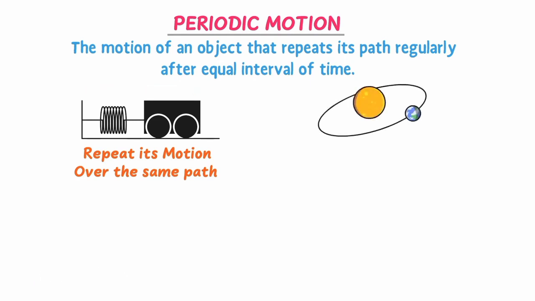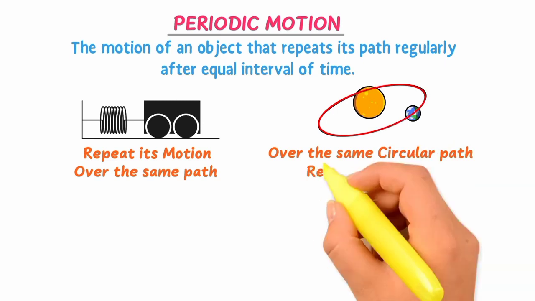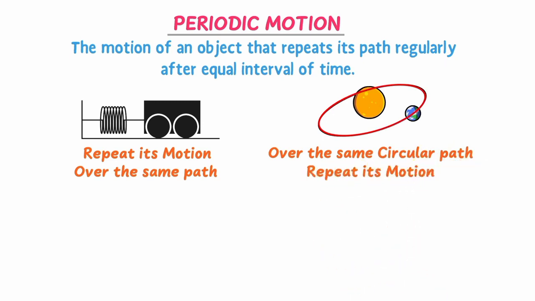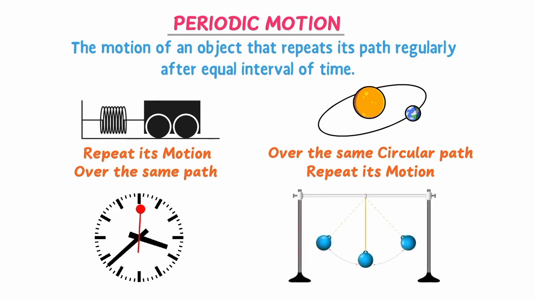Secondly, motion of the earth around the sun. We know that the earth moves over the same circular path and repeats its motion after equal intervals of time. So it is also in periodic motion. Thirdly, motion of the hands of a clock. And fourthly, motion of the pendulum. These are different examples of periodic motion because they move and repeat their respective motion over the same path after equal intervals of time.